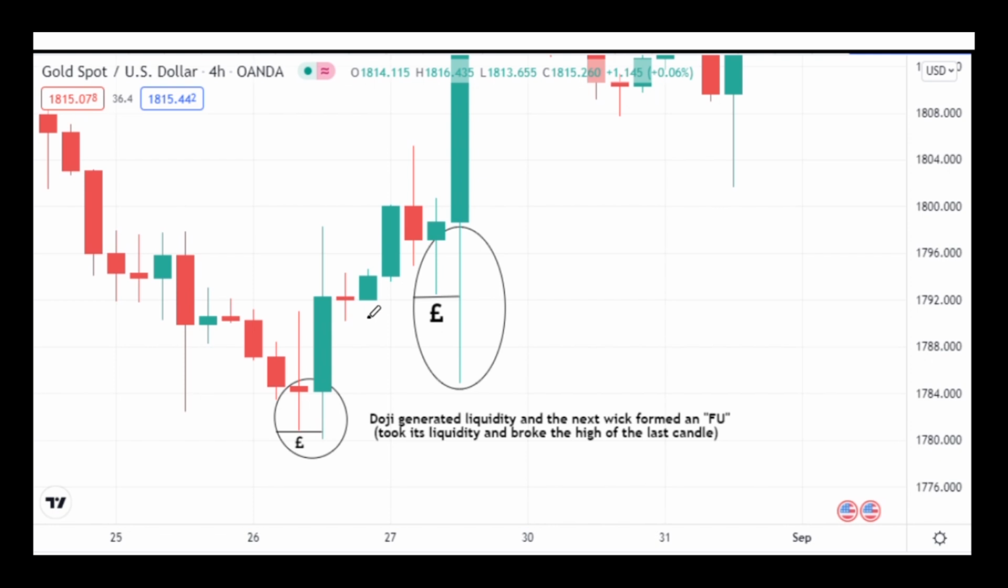Now the advanced ones, I'll point them out once we get to the real-time chart.